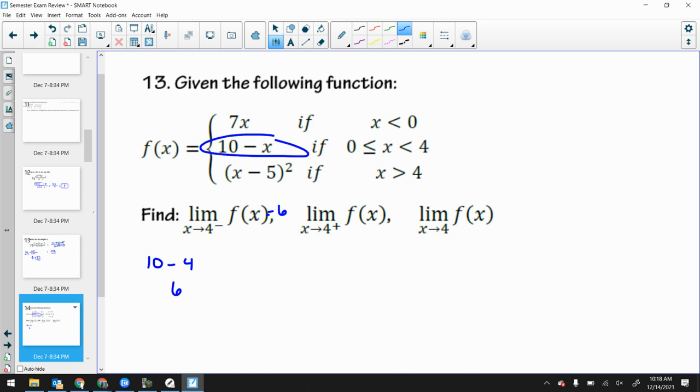Let's check the limit as x approaches 4 from the right. All right, so this is x minus 5 squared. So 4 minus 5 squared, well, that's negative 1 squared, which is 1. So the limit as x approaches 4 from the right is 1. What is the full limit then?